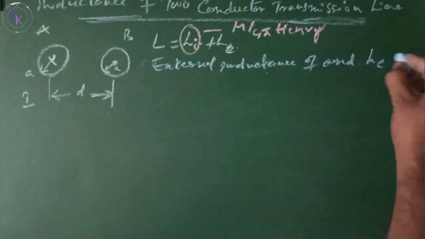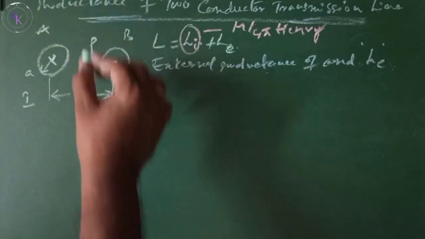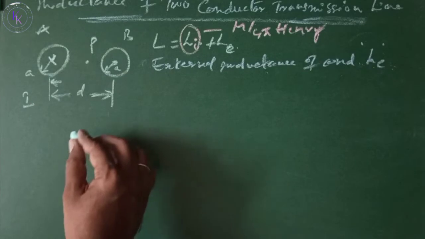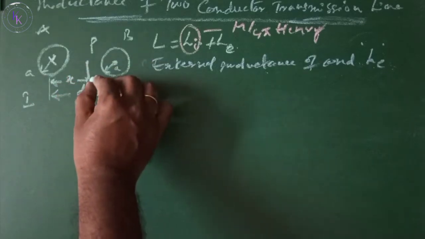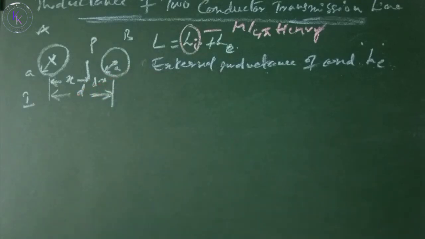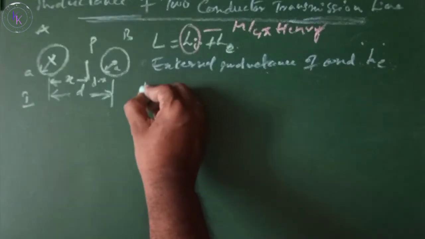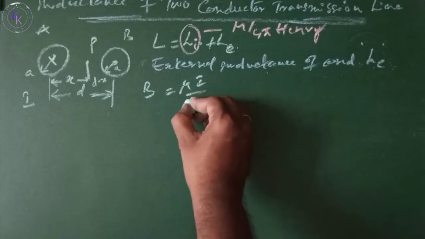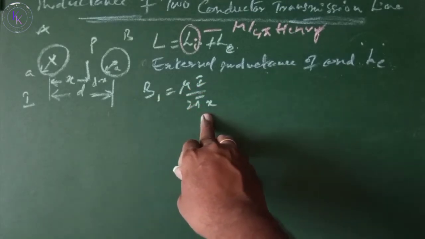Let us consider a point P in between these two, which is at a distance of x from conductor A. Then this distance will be d minus x from B. From the previous videos, the flux density at a distance of x is given by B equals mu I by 2 pi x. So this is already proved. The link is given in the description below.